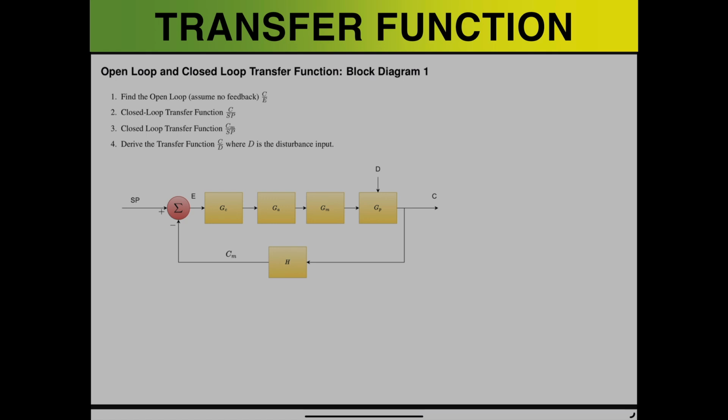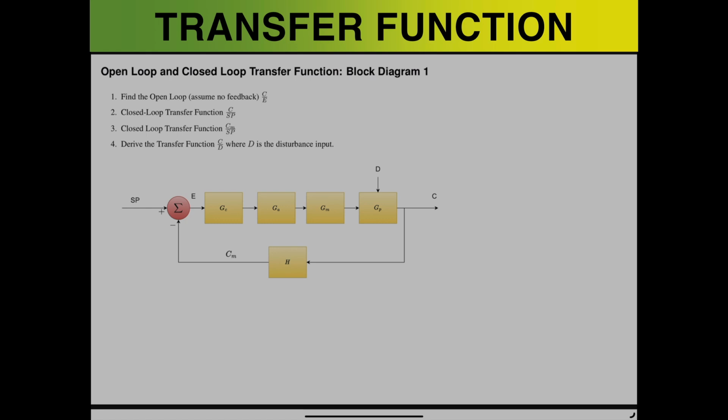So the question is essentially saying, find the open loop of the system, assume that there is no feedback. So essentially, the question is saying find C over E when there is no feedback. Imagine that there won't be any H involved. So we will have only these components in the forward path. We'll have GC, GA, GM, and GP. And also there will be a D involved in this process.